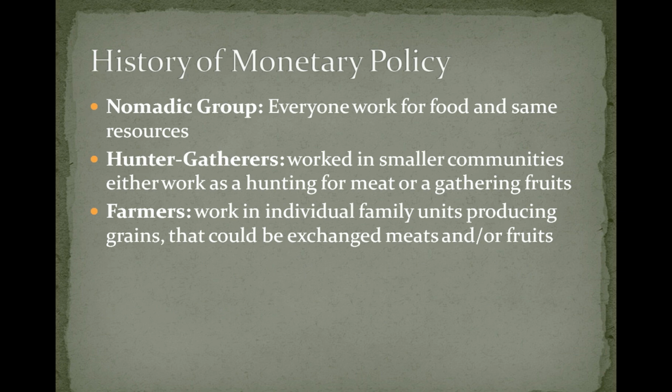Now, just as a recap to understand why there was a need for a monetary policy, first we have nomadic groups. These people would go around, find their food sources, and everyone in that community would work together for the same resources. In hunter-gatherers, there was a little bit of a difference. Someone would hunt for meat, and the others would gather fruits and berries and nuts. Everyone had a contribution to the society.